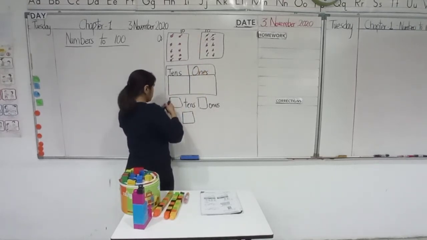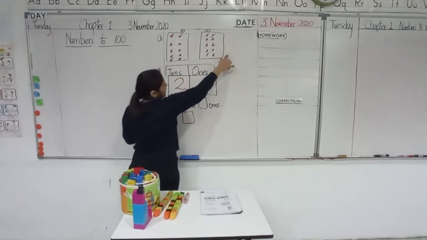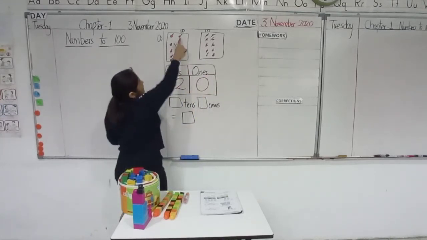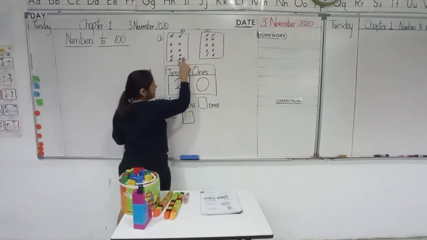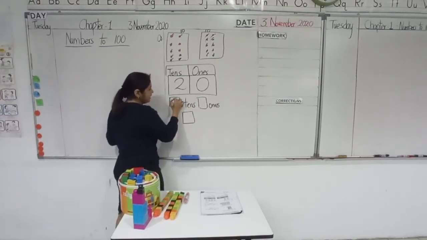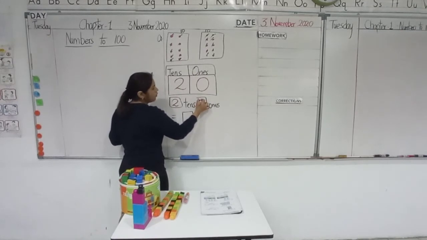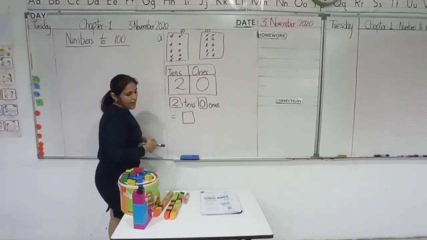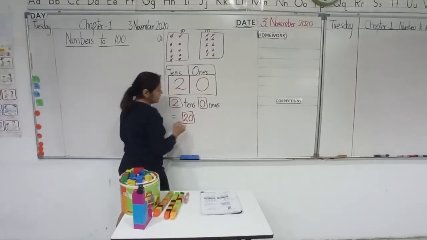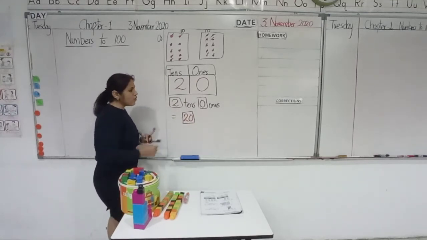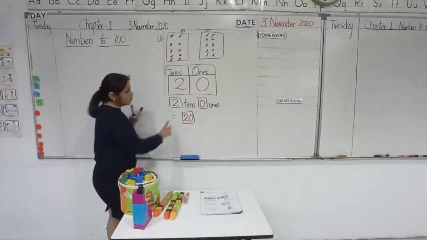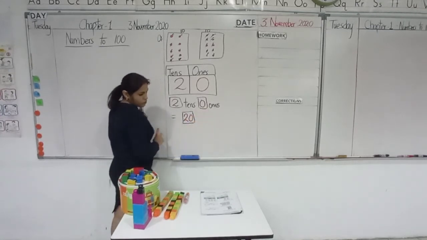There are two tens. Are there any ones here? No. So zero ones. There are only two tens. Each box has 10, 10 and 10. So there are two tens and zero ones. That is 20. Two tens and zero ones makes 20. Please write down two tens and zero ones make 20.